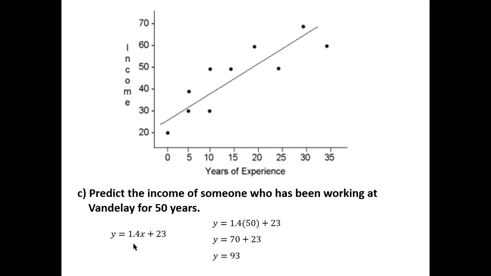And then the last thing we just have to remember is that when we created our graph, instead of putting our numbers as they actually were in thousands, we just wrote them in tens, like 20, 30, 40. So we just have to remember that that 93 really represents $93,000. So a person who's been working at Vandelay for 50 years could probably expect to make about $93,000 a year.